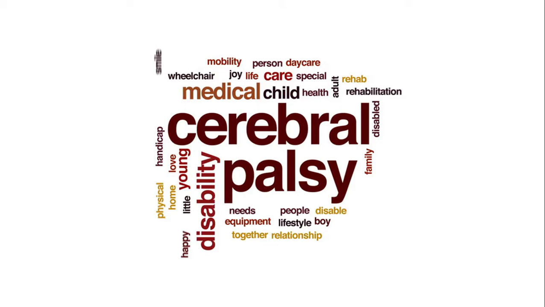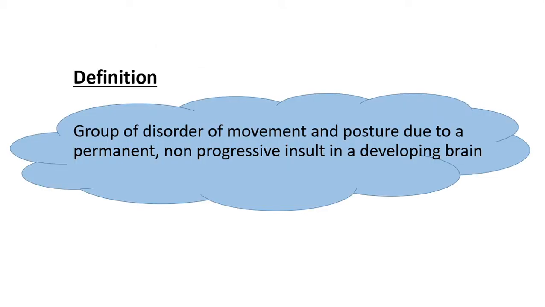Cerebral palsy is a leading cause of crippling handicap in children. It refers to a group of disorders of movement and posture due to a permanent, non-progressive insult in a developing brain. Although the brain lesion in CP is static and non-progressive, the clinical picture often progresses or changes over time.